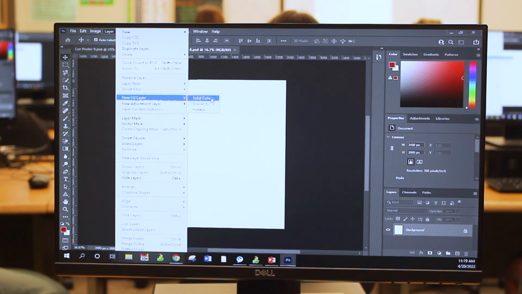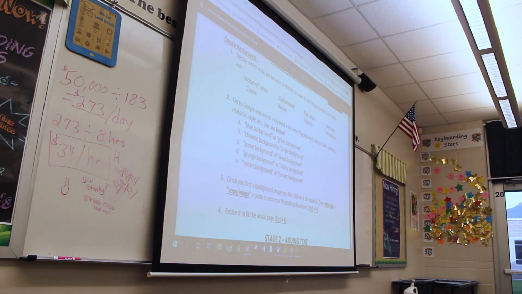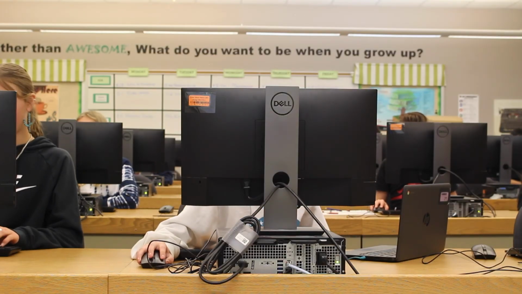Some of the careers that kids can use these skills in would be game design, graphic design, even web design, even art. They're learning design and layout and color theory, and they can apply those skills to any of those careers that I just mentioned, as well as advertising and marketing.